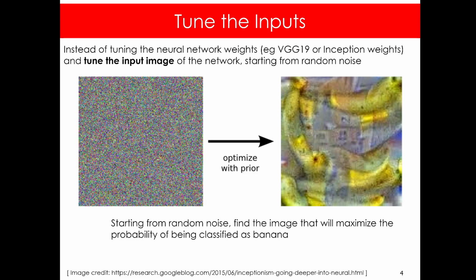When we use convolutional neural networks for image classification, typically we are given a neural network structure, and we also have a training set of input images with class labels. Using gradient descent, we train the weights of the neural network such that it can achieve a good performance on our training set. Here we do something different.